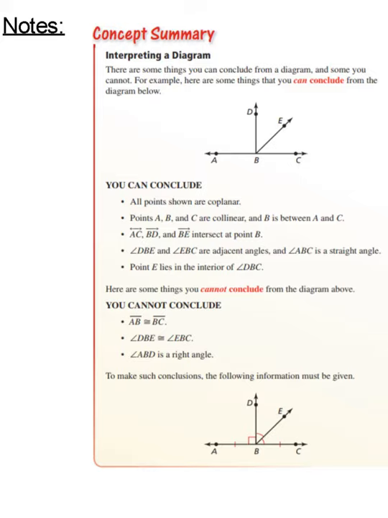This just reminds us of a couple things. For example, all the points on here are coplanar. They're all part of the same plane. It talks about which points are collinear, where they intersect, which ones are adjacent, what straight angle is formed, which point lies on the interior, things like that. So do take a look at that. Give that some time. Look over your chapter summary. How do you feel about the content for chapter 1? Is it okay? Okay, great.